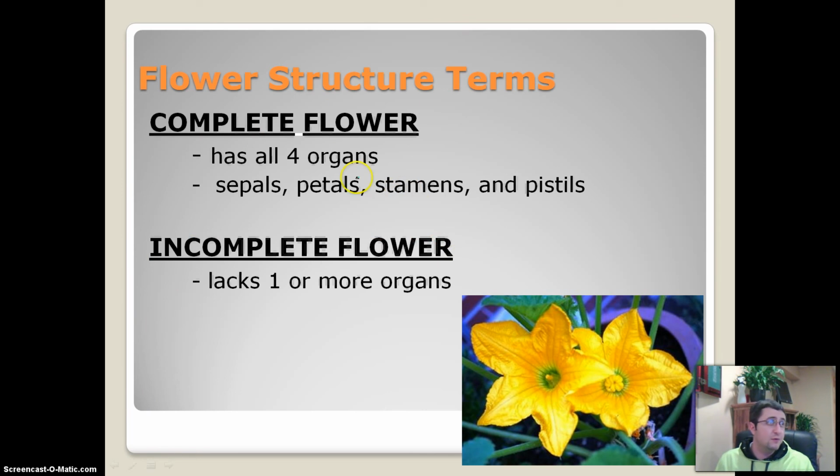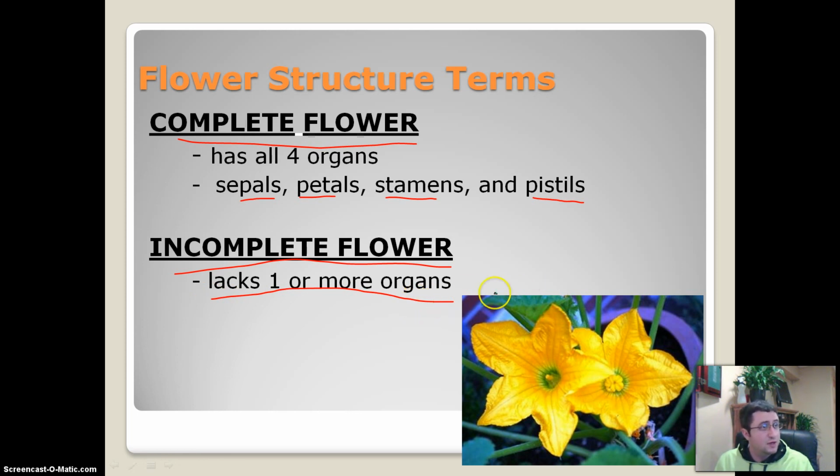We have two types of flowers. We can have a complete flower, which will have all four of the organs. It will have the sepals, the petals, stamens, and the pistils. Or we can have an incomplete flower. These are not as common as a complete flower, but are still common that we do find in nature. An incomplete flower is something that will lack one or more of the four parts.